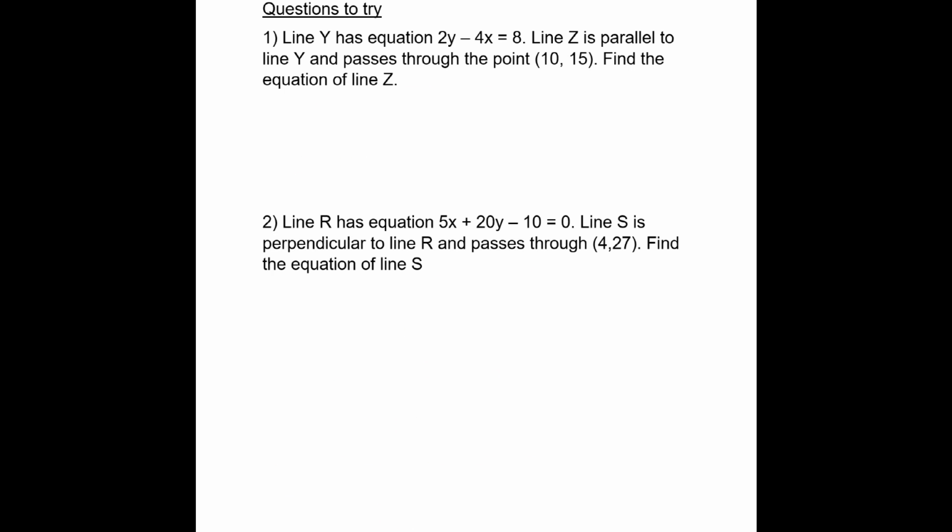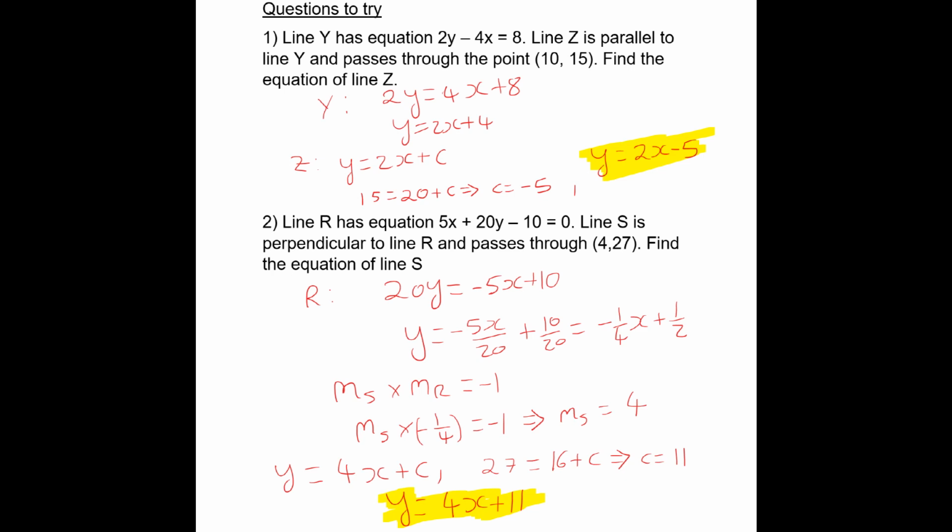Here are the answers. You should have y equals 2x minus 5 for the equation of line Z and y equals 4x plus 11 for the equation of line R.